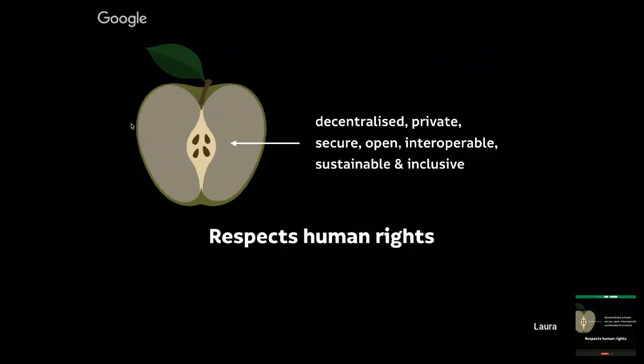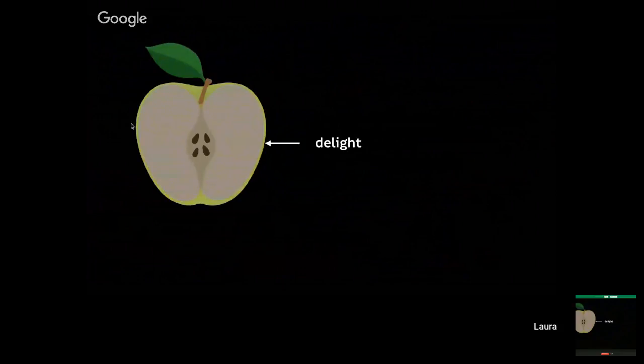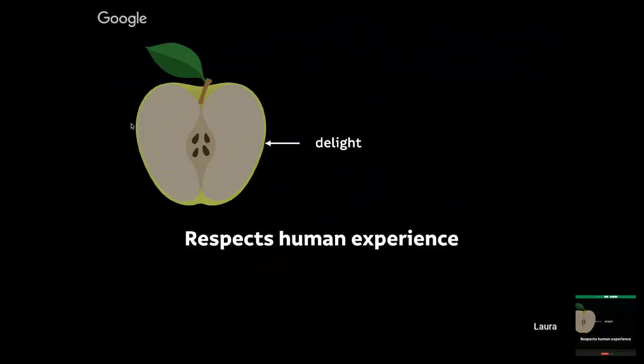Yeah, that's a really strong core, and that's something that we're generally not very good at in technology. We tend to be very good in technology at building things that are functional, convenient, and reliable. Once we've got that core, this is the edible, fleshy bit, the bit that respects the human effort. You can layer delight on top. That's the shiny, attractive bit around the outside of the fruit, because that respects the human experience.